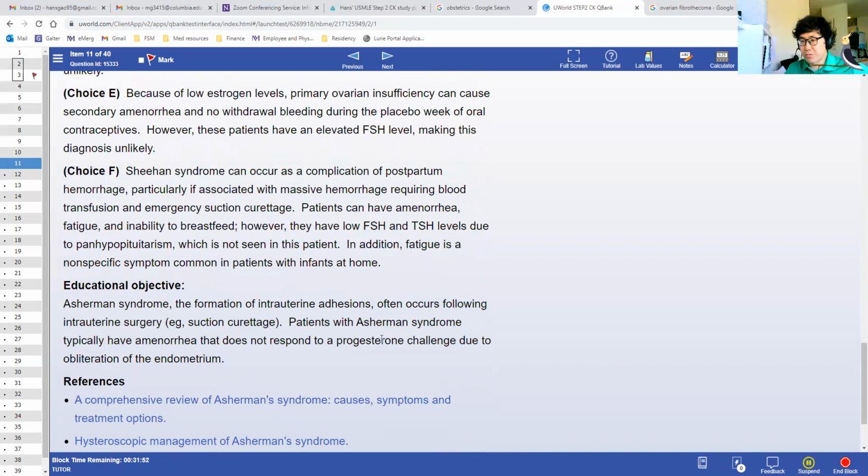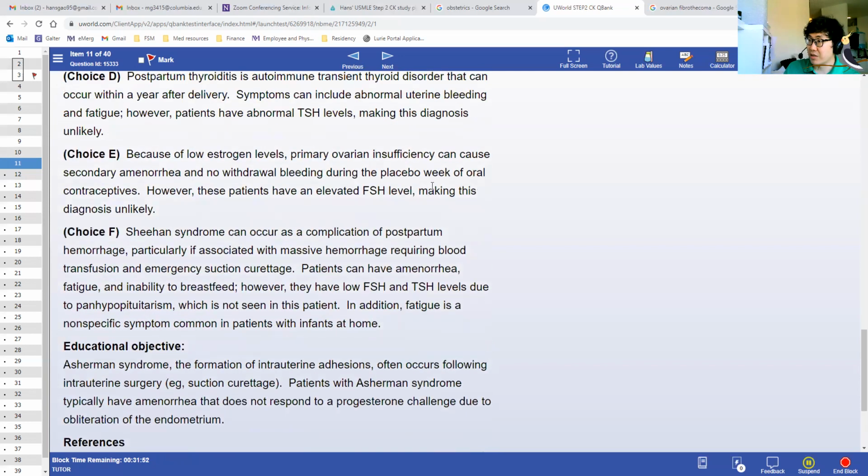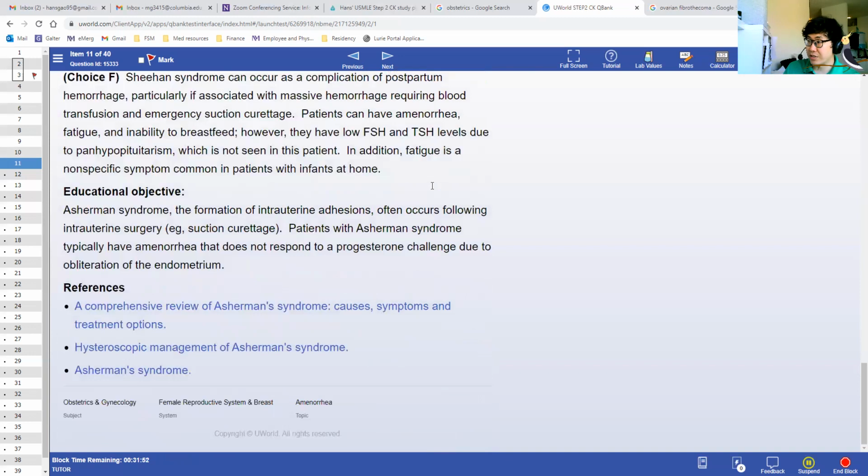Oh, and you would do what's called a progesterone challenge, which is you just give progesterone and see if there's any bleeding at all. If you administer the progesterone and they bleed, it suggests an endocrine issue. Whereas if you give progesterone and they don't bleed, it means that the uterus has undergone some damage, and that's the case we see here.